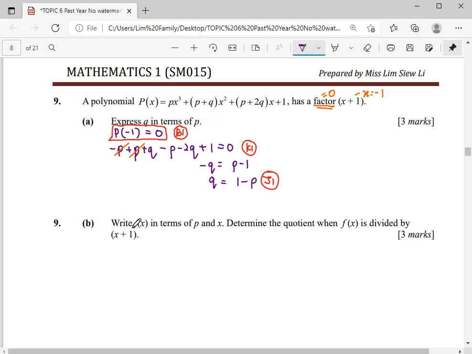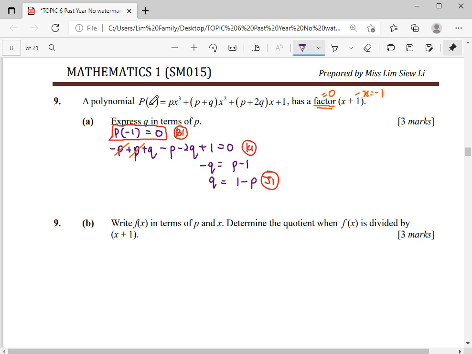So for question B, they want us to write f(x) in terms of p and x. Means originally, our polynomial is p(x). But now they want to represent it in terms of p and x only. They don't want the term of q. So writing in f(x), my new labeling will be using f(x), which is a polynomial involving this unknown p and x. And then after that, we have to determine the quotient of this polynomial f(x) divided by x plus 1.